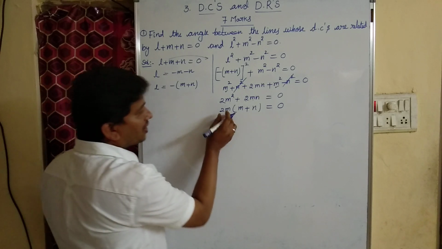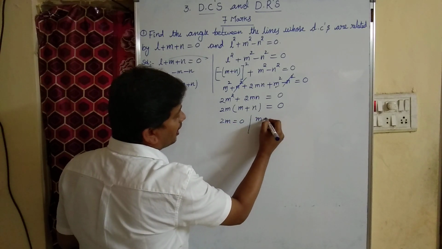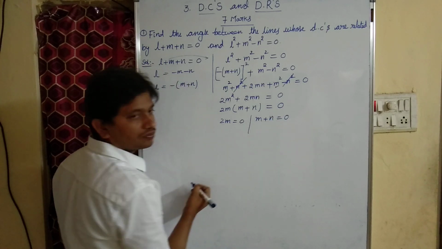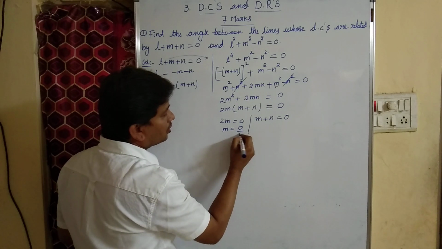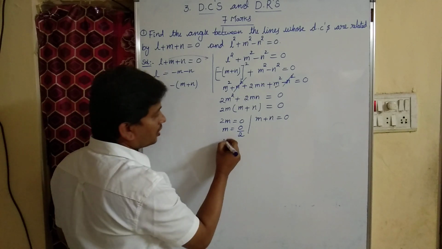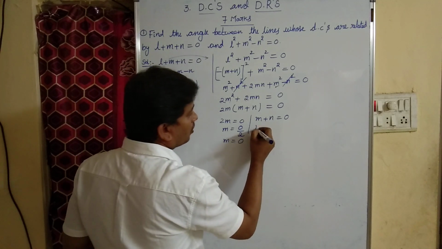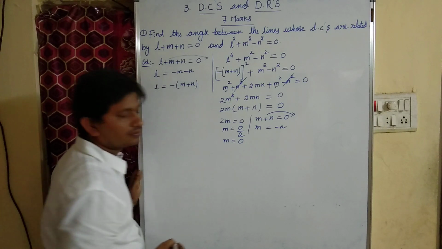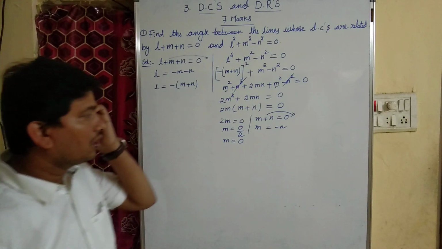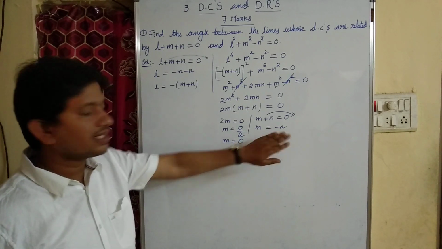So one is 2M equal to 0 and the other is M plus N equal to 0. Here 2 is multiplying, so transposing, M equals 0 by 2, which is equal to 0 only. Now M plus N equal to 0, transposing N, we get M equal to minus N. So one is M equal to 0 and the second is M equal to minus N. We have two cases here.